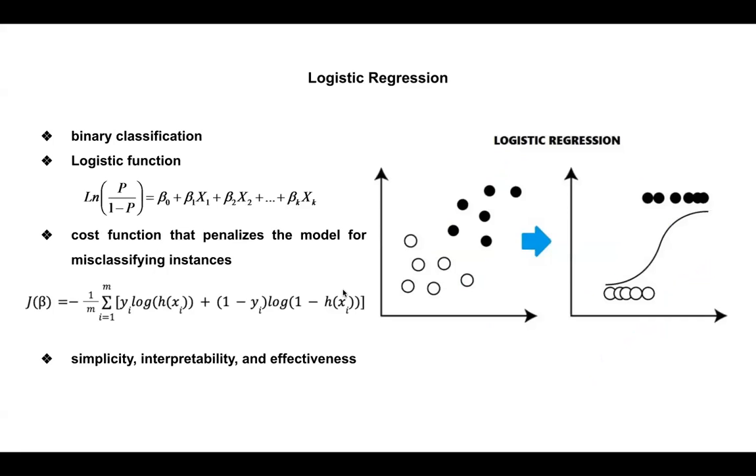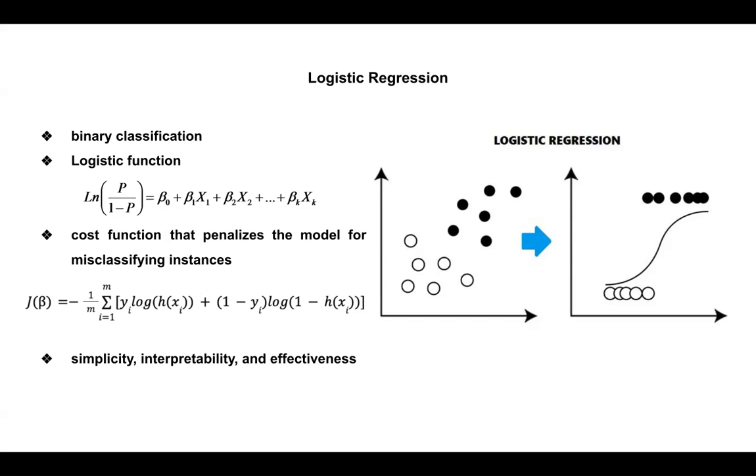The first model is logistic regression, which is a binary form of linear regression. In this model, we use the logistic function and then try to penalize the model for misclassifying instances.